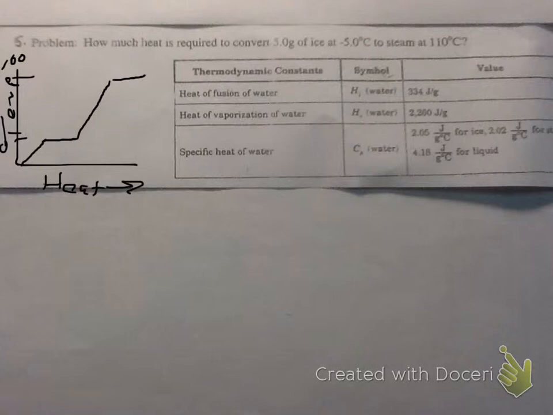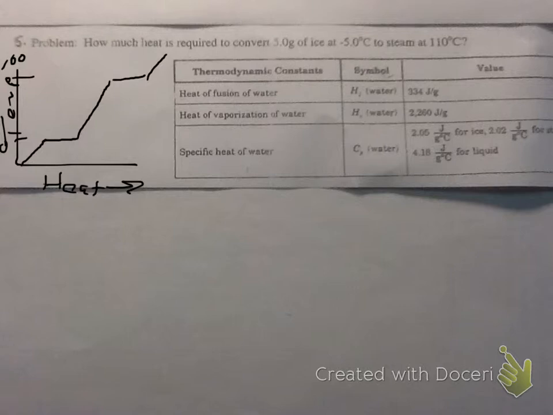Boiling water will stay at 100 forever because that heat is being used to break the rest of those attractive forces. Once all of the water is converted into steam, then the temperature will go up again. So we need to think about this graph, and it's divided into 5 different segments. We are going to have a math equation for each segment, and then we'll just add them up together.